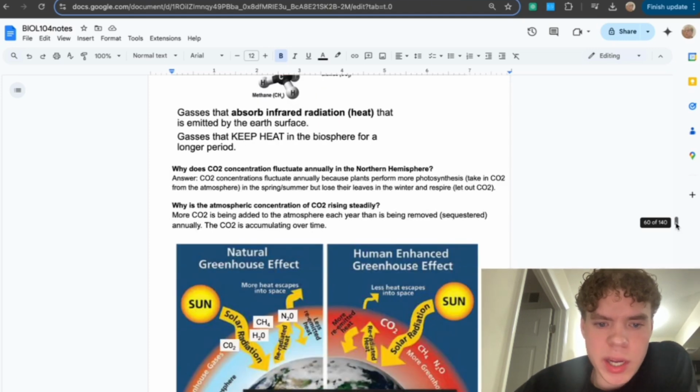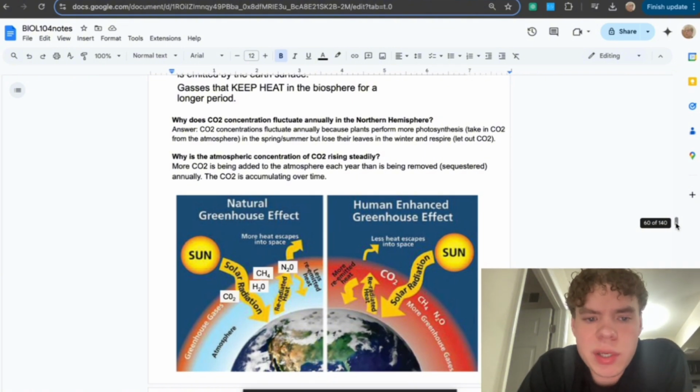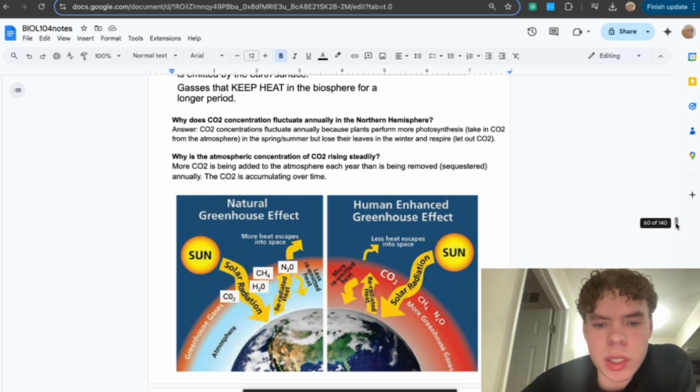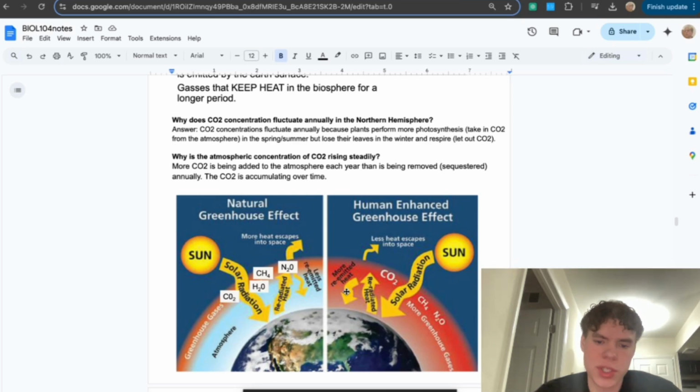Why is atmospheric concentration of CO2 rising steadily? More CO2 is being added to the atmosphere each year than is being removed annually. This CO2 is accumulating over time. And I also talked about the greenhouse gas effect: solar radiation comes into the earth and is absorbed by the greenhouse gases, and with more CO2 in the atmosphere, more of that is being absorbed, and that's going to increase temperatures.